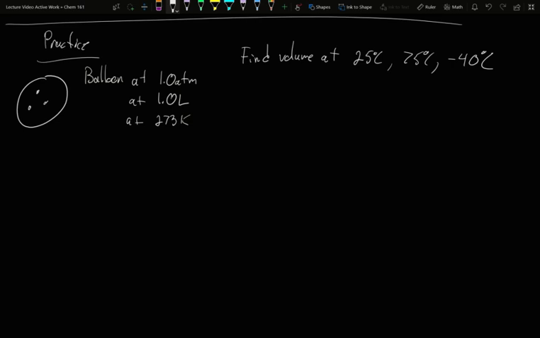We're going to take that balloon and change its temperature. We're going to heat it up to 25 Celsius, heat it up to 75 Celsius, and put it in a really good freezer and bring it down to minus 40 degrees Celsius. For each of those, find the volume that balloon would be at. So go ahead and pause, give that a try, and come on back.